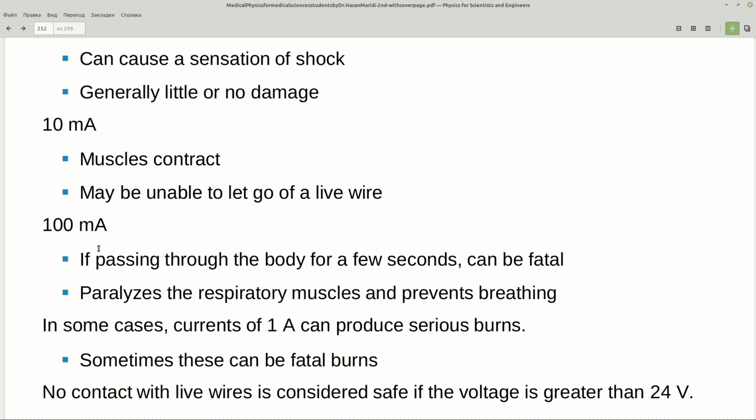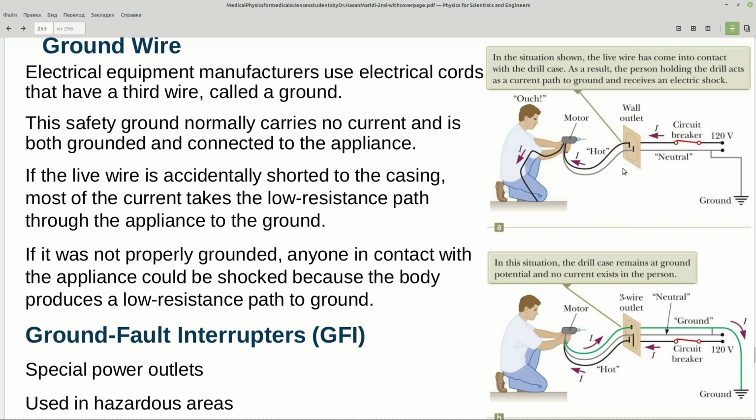So if it was not properly grounded, anyone in contact with the appliance could be shocked because the body produces a low resistance path to ground. We have some resistance of the skin and some resistance of the body, but it is actually low in difference from the other outer space. So our body produces a low resistance path to the ground for the electric current. Please remember about that.